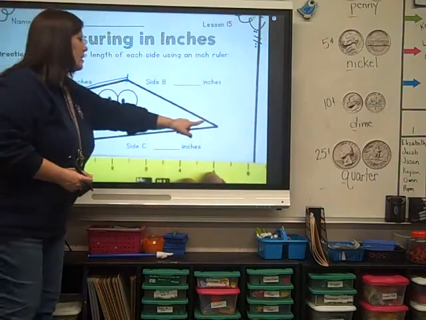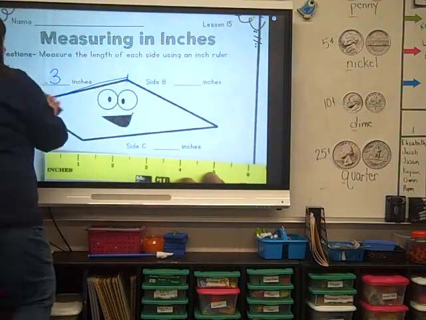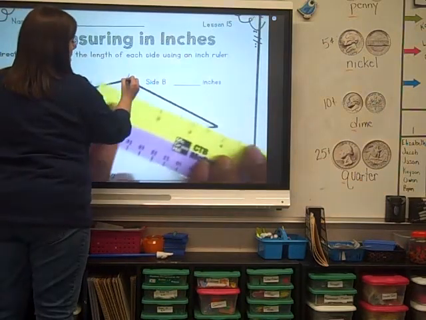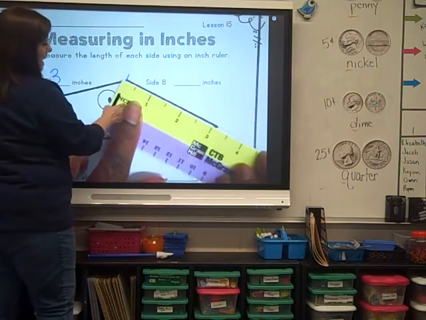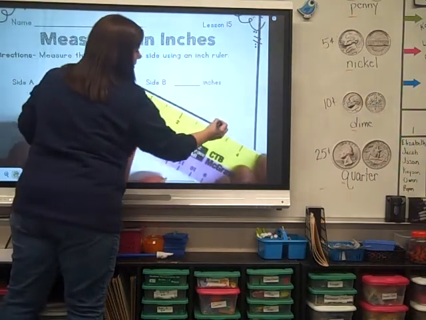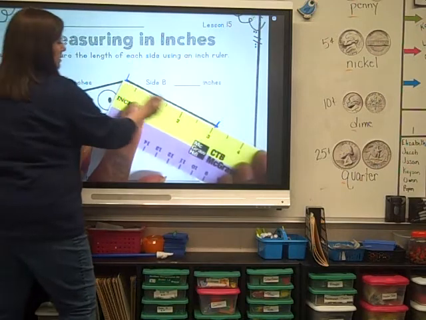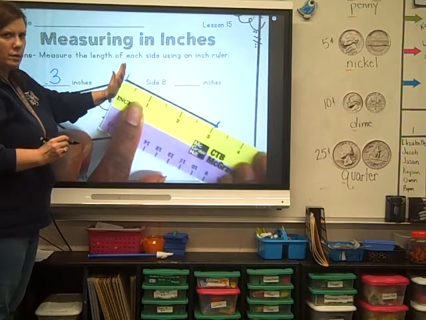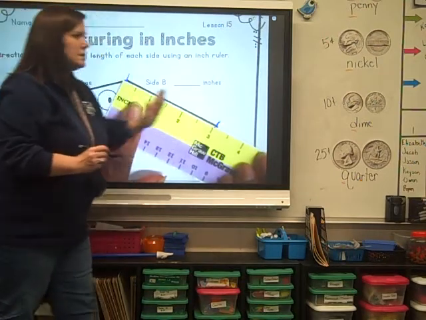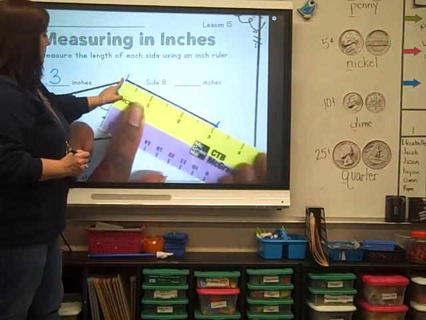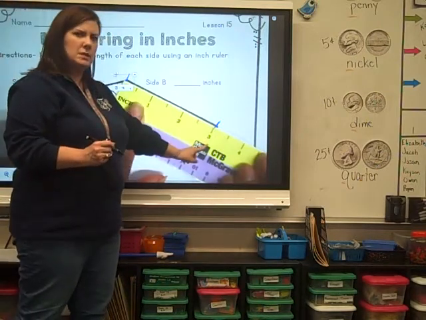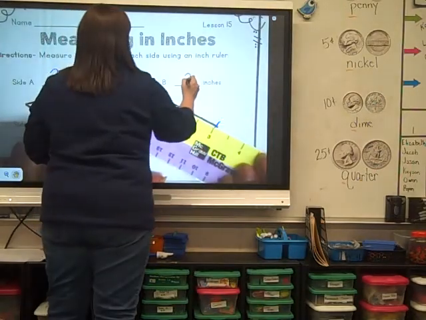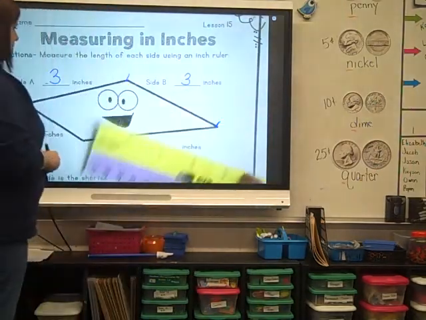Oh, here's side B over here. Let me erase this. Now, what you're going to do is take your ruler and line it up here. Make sure you're on the inches side, okay? And measure it all the way to here. Now look how she's got that lined up. She starts at the very corner and lines it straight up, okay? So look, from here to here is how many inches? What does it say right there? Yeah, 3. All right, everybody got that?